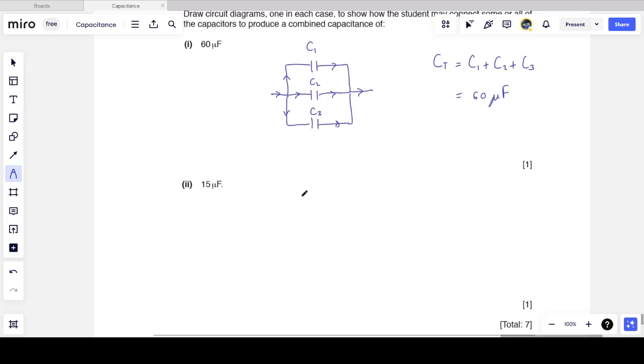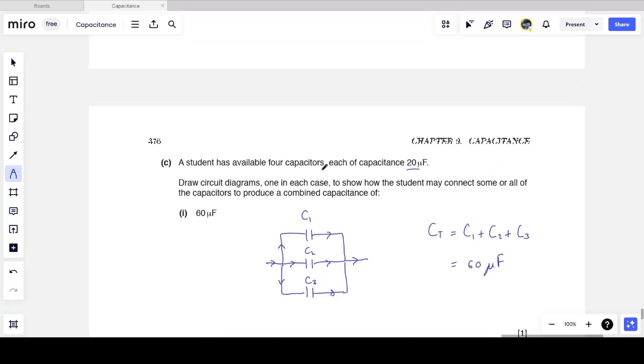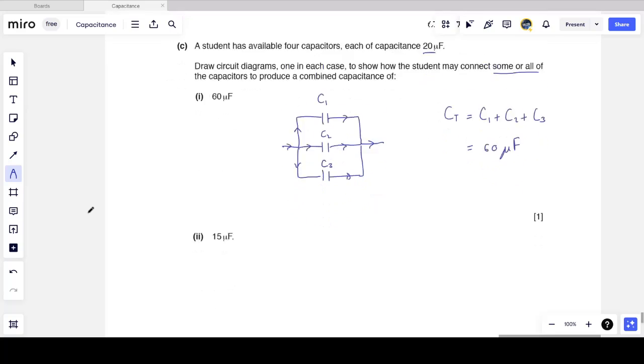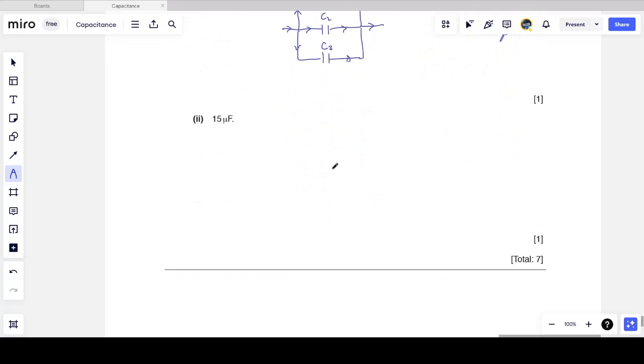Now, look, I don't have to use all 4 capacitors. They did ask us to show how the student may connect some or all of the capacitors. It would be a lot more difficult if they asked us to use all 4. But they did say some or all of the capacitors. Next, we need to put the 4 capacitors together to try and get a capacitance of 15 microfarads.